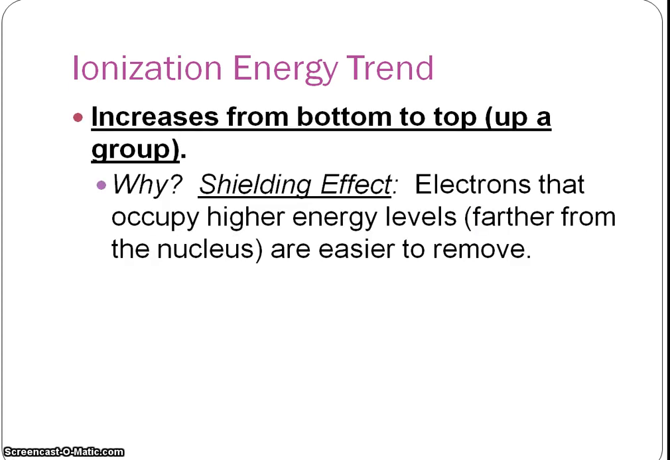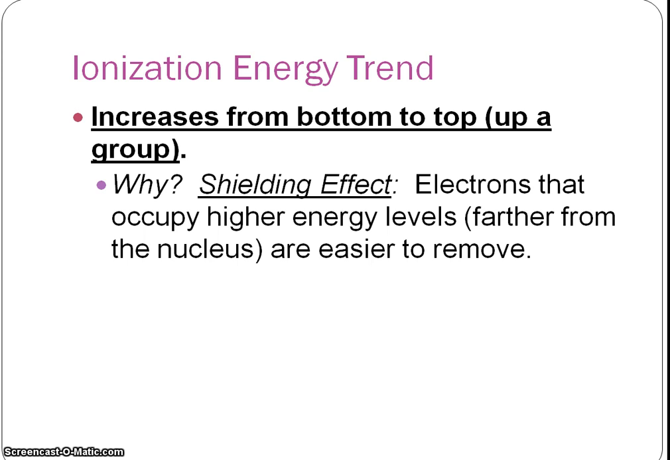So ionization energy is going to increase as you go up, and that's because the smaller ones are at the top, so the electrons are closer to the nucleus for the smaller atoms, which means it takes more energy to pull off the electron. The bottom elements have a ton of energy levels in between the outer electron and the nucleus, and those extra energy levels between the outer energy level and the nucleus block the force of attraction, which makes it easier to pull the electron off, and that's called the shielding effect.